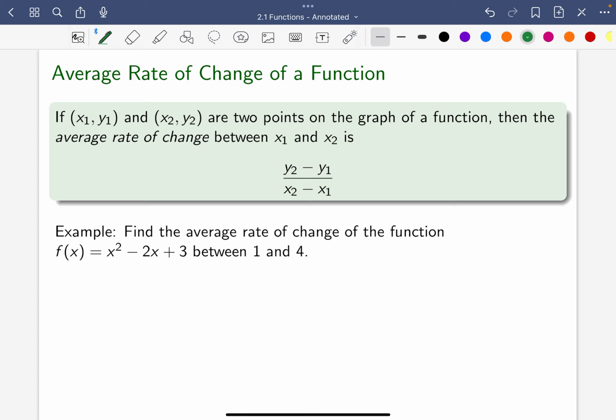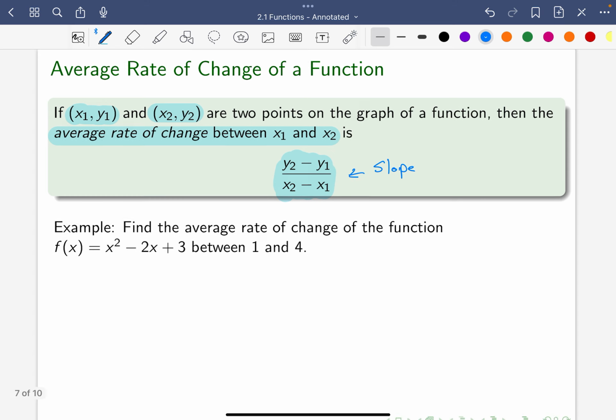So if we have a point (x1, y1) and a second point (x2, y2) that are points on the graph of a function, then the average rate of change between x1 and x2 is given by (y2 minus y1) over (x2 minus x1). And that value might look familiar. This is really just the slope between the 2 points.